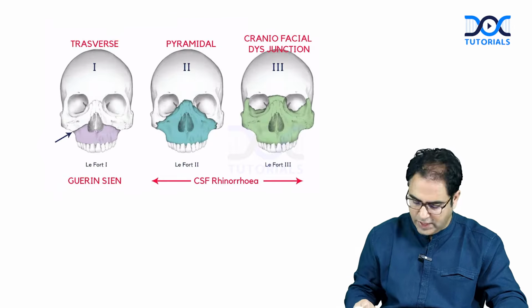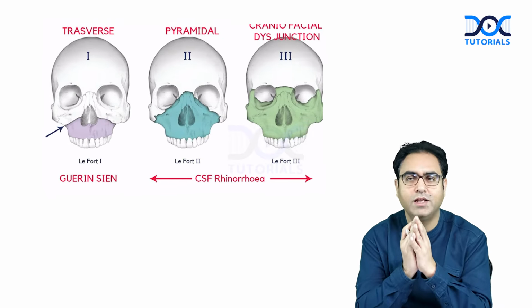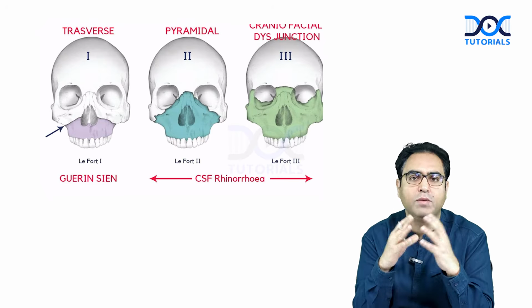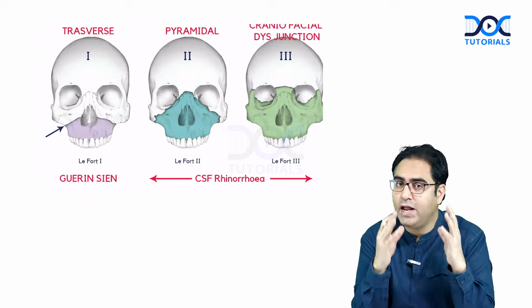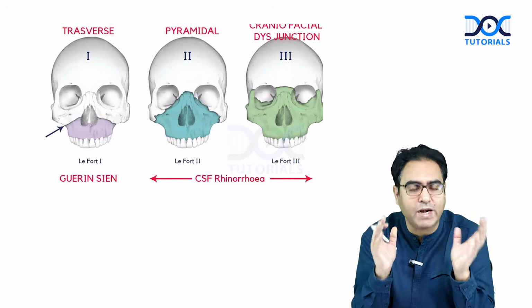Okay, fine. So let's revise quickly one more time. LeFort 1 is transverse fracture along the palate. It leads to floating palate, and Guerin sign means ecchymosis on palatal mucosa. LeFort 2 is pyramidal, and LeFort 3 is craniofacial disjunction. In LeFort 2 and LeFort 3, there is a chance of traumatic CSF leak.